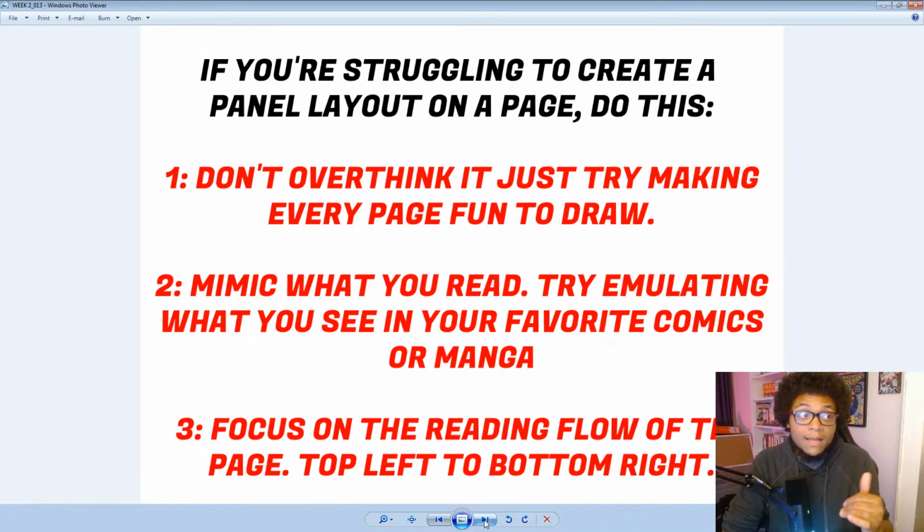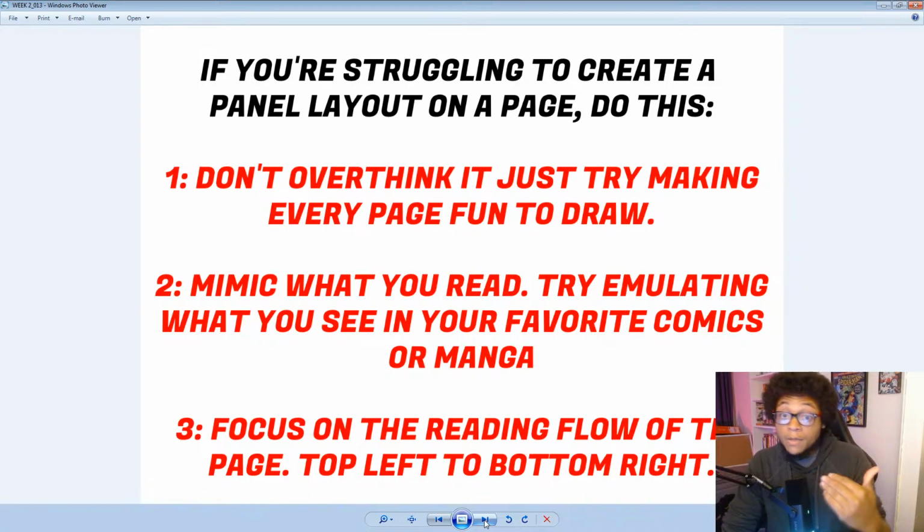If you can do that and it seems really, really fun just to look at, and it's even more fun to draw, then you're doing really, really well. So I would try to keep that in mind. If you're having fun, and as long as every page is fun to draw and you're not overthinking this, then more than likely you'll be fine.